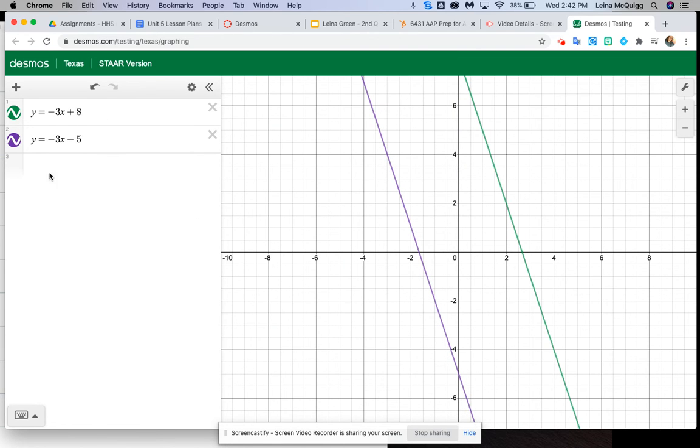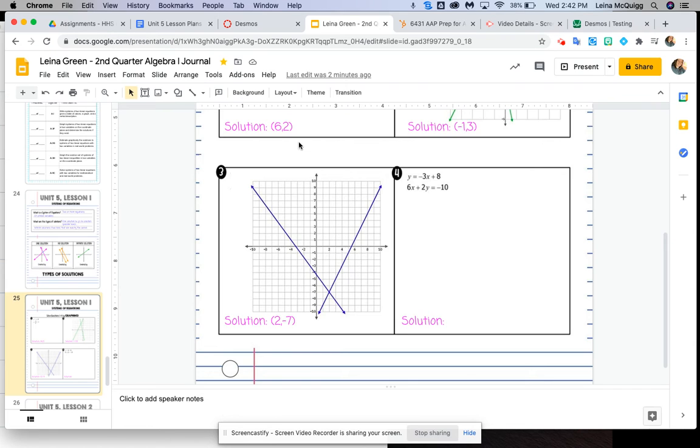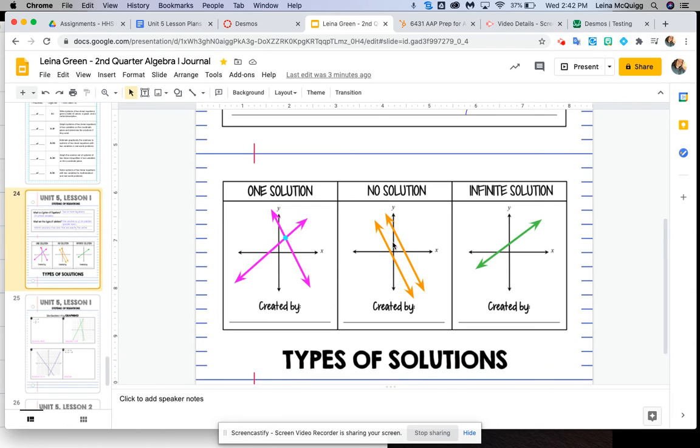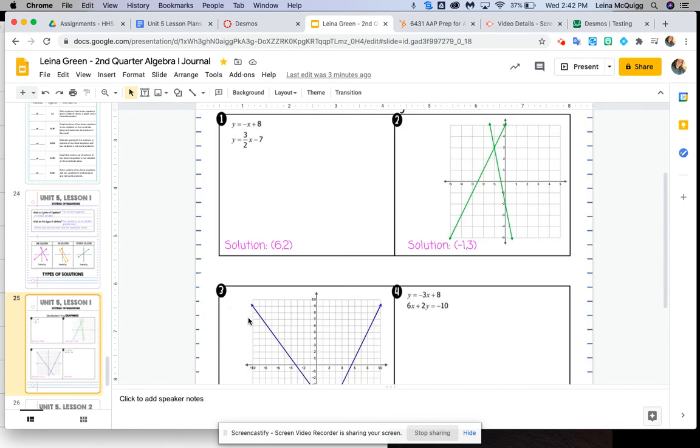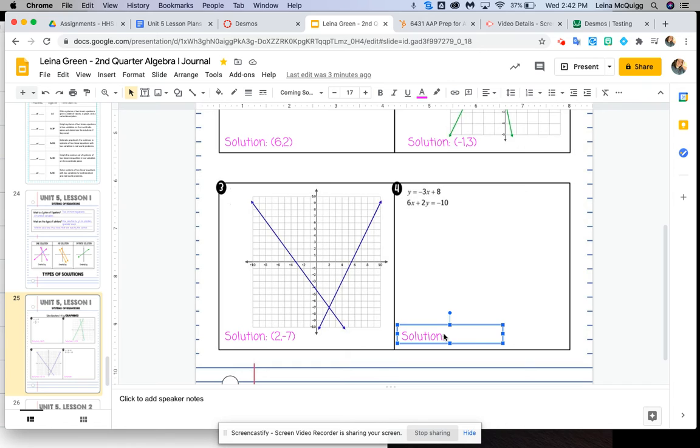But what do we know about parallel lines? They have to have the same slope. Do my two lines have the same slope? Yes, they do. So these two lines are parallel. And we set up here on slide 24 that if they were parallel, that means they have no solution. So down here, I can say that these two lines have no solution. Right?